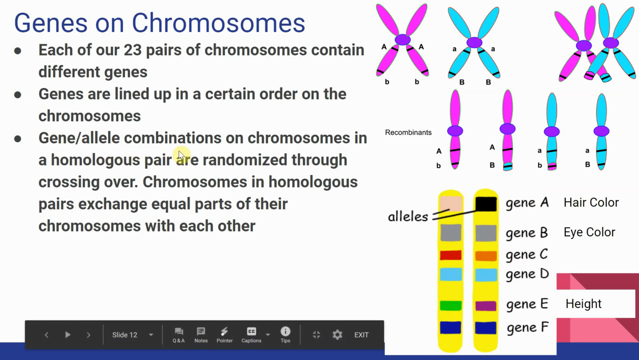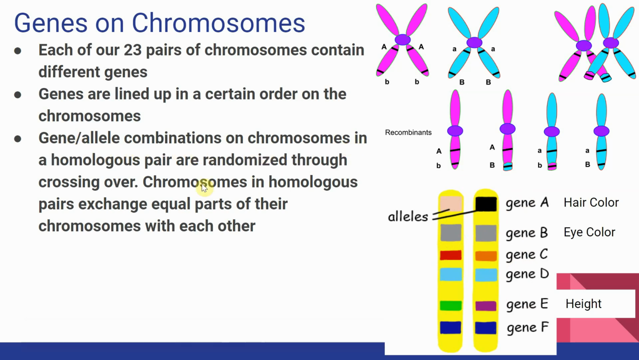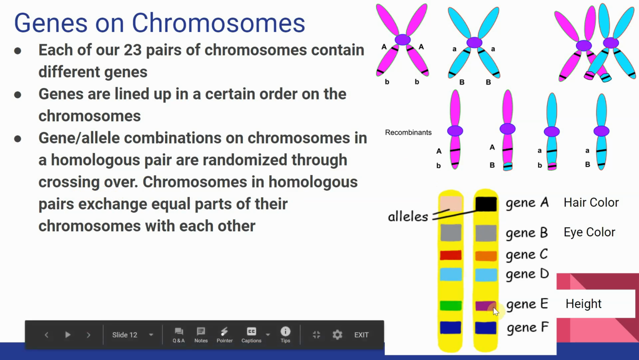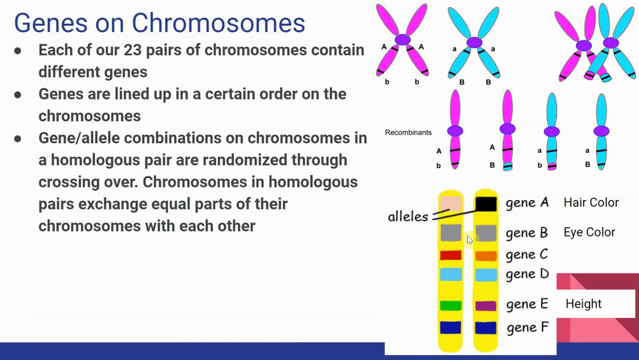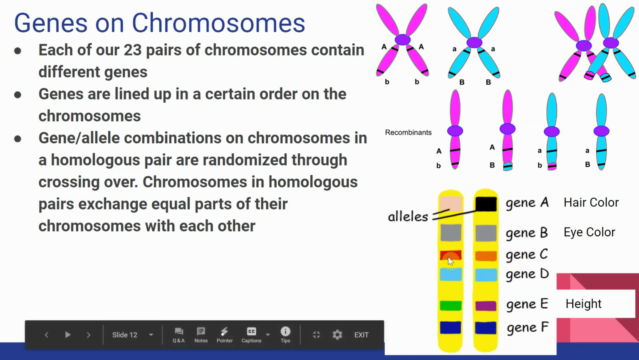However, gene and allele combinations on chromosomes in a homologous pair are randomized through crossing over. What you may have noticed in this picture here is that although we do have the same kind of sections of our chromosomes set out for each gene, we do have some different colors here. So for example, for gene C, on this left chromosome, we have a red color, and on the right chromosome, we have an orange color.